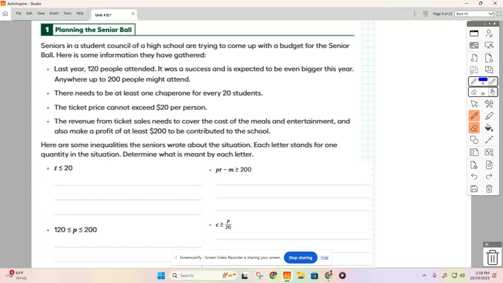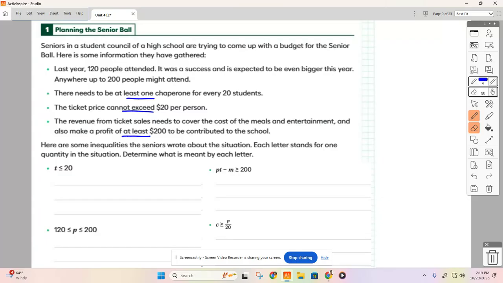Last year there was 120 people. It was a success, and they think it's going to be bigger, all the way up to possibly 200 people. That's one constraint. My next constraint, there needs to be at least one chaperone for every 20 students. The next one, the ticket price cannot exceed $20 per person. Finally, the revenue from the ticket sales need to cover the cost of the meals and entertainment and also make a profit of at least $200 to be contributed to the school. So each one of these are constraints. I want to go back to this revenue. Well, we'll go back to it whenever we get to that problem.